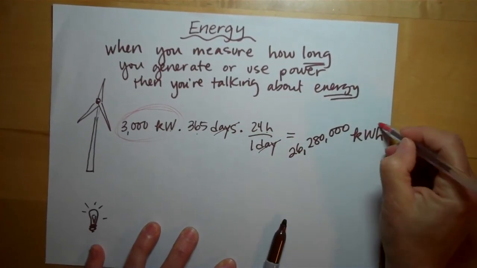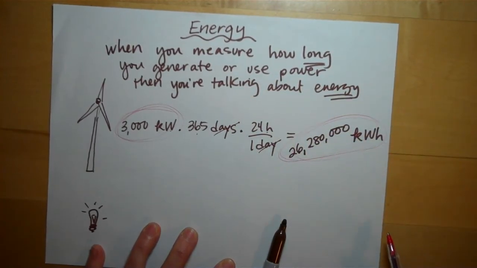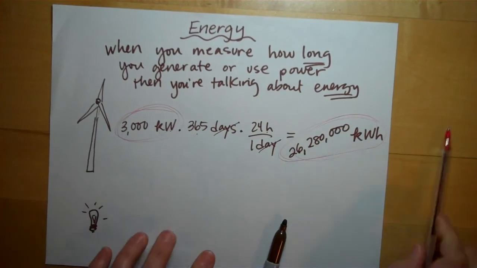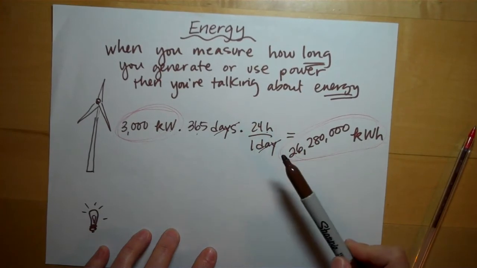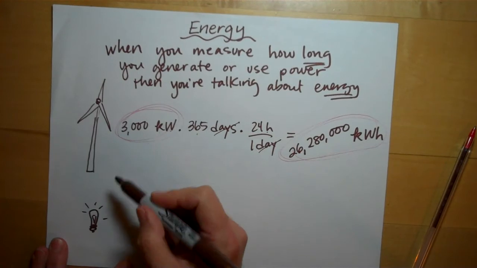That's how much energy it produces in the year. So two different units, but related by how long the generation occurs. We could do the same thing for the light bulb.